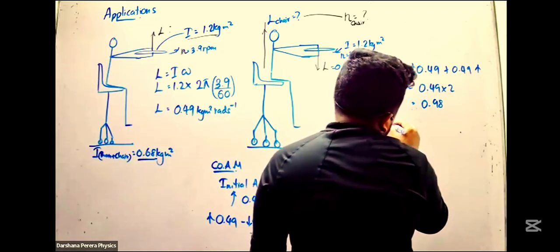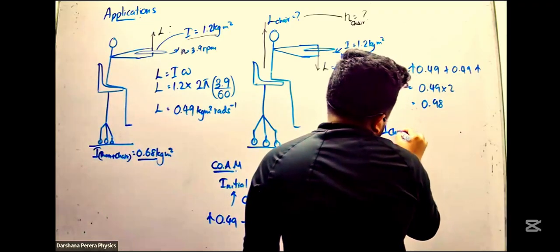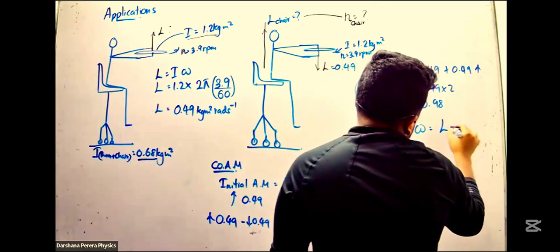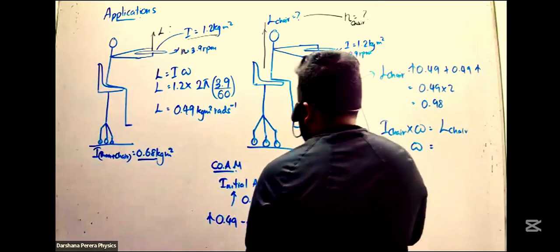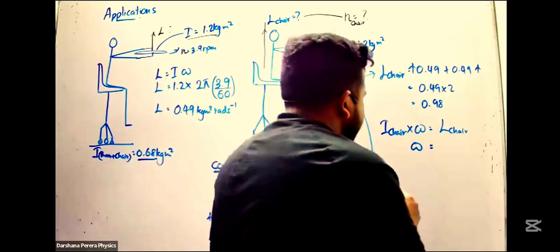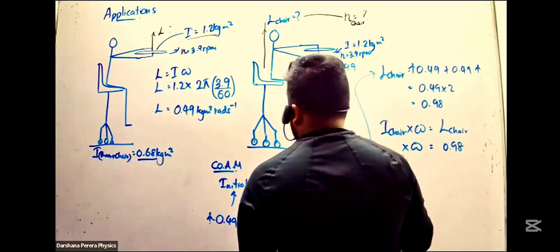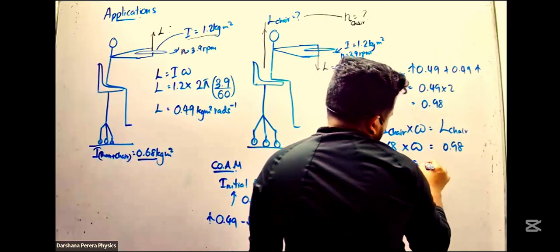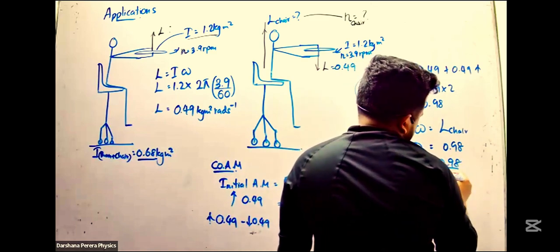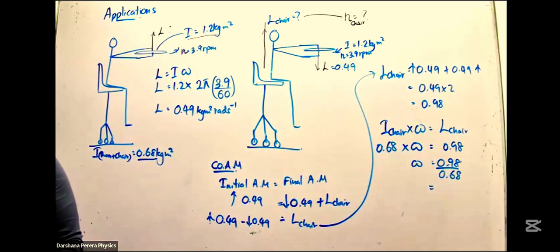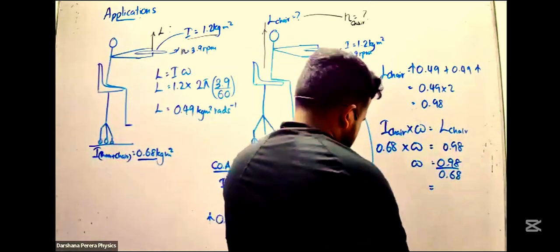This is L equals I omega. I chair omega equals L chair plus man. Omega equals what? Omega equals L chair, 0.98, over I chair, 0.68. Omega equals 0.98 over 0.68, right? 1.411. Yes, it is 1.411.